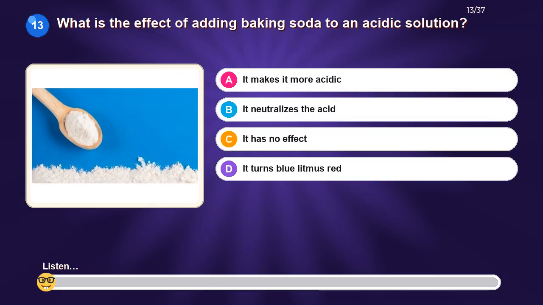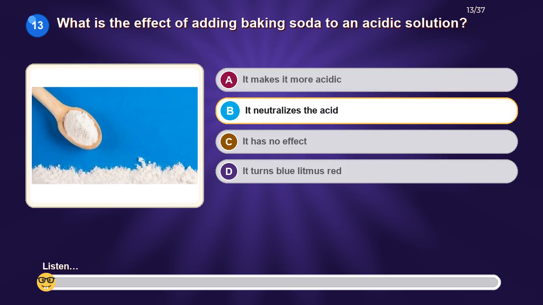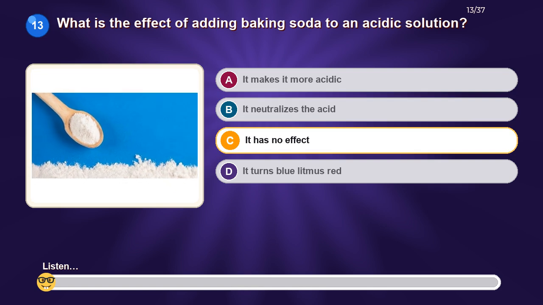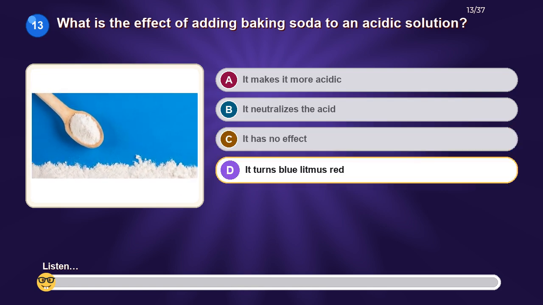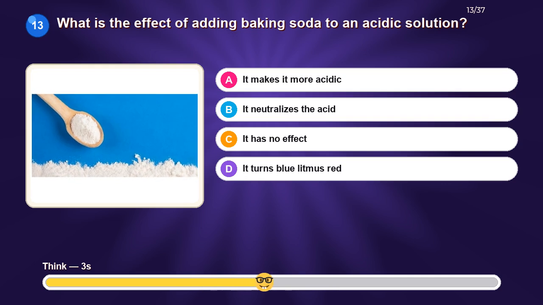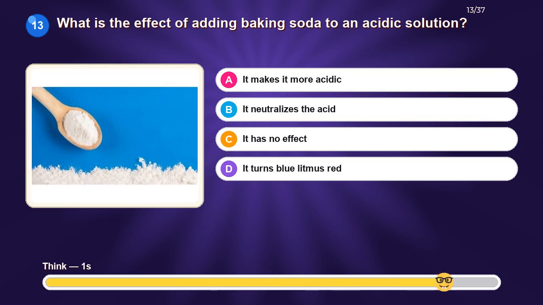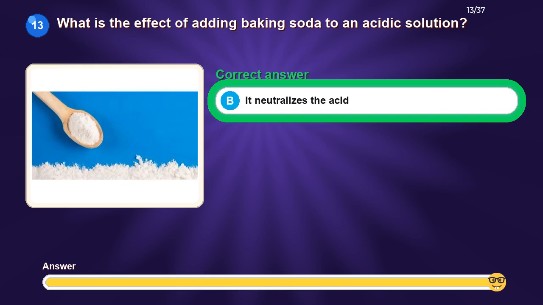What is the effect of adding baking soda to an acidic solution? Option A, it makes it more acidic. Option B, it neutralizes the acid. Option C, it has no effect. Option D, it turns blue litmus red. The correct answer is, it neutralizes the acid.